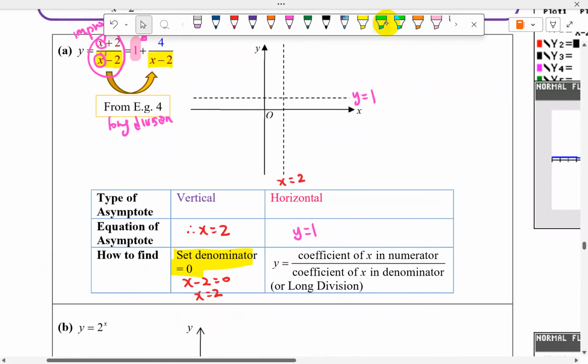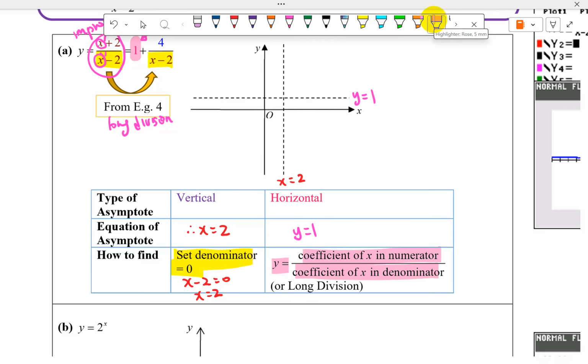Okay, so over here we have also given you an easier way to identify the horizontal asymptote. It's just y equals, you take the coefficient of x in the numerator and divide it by the coefficient of x in the denominator. So that's how I get 1x divided by 1x to get me 1.